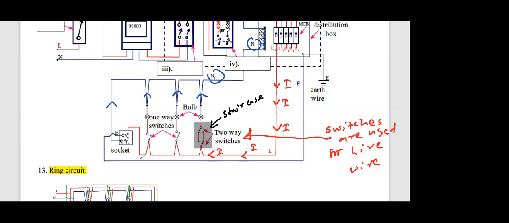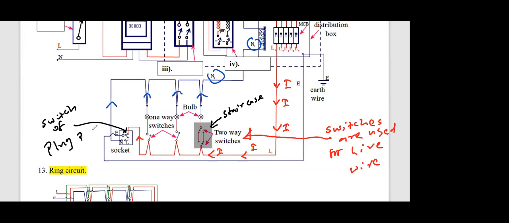Right. So electricity is available through the live wire, and the switch is always on the live wire, even in the plug point of the socket. Can you see here? This is the switch for the plug point or the sockets. I'll put an arrow here. This is the switch of the plug point or sockets.